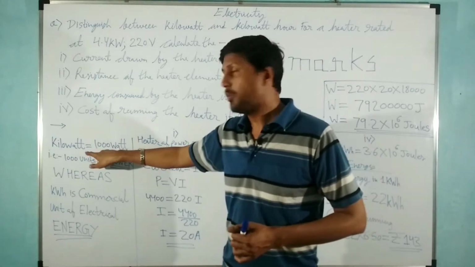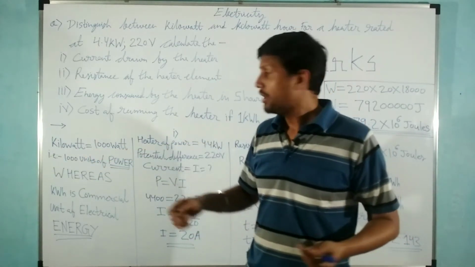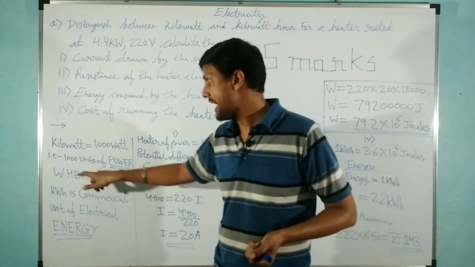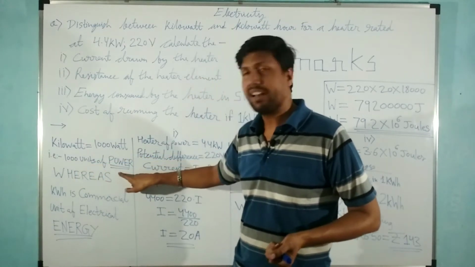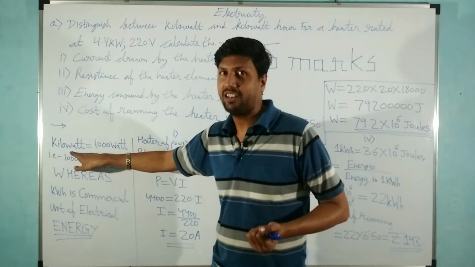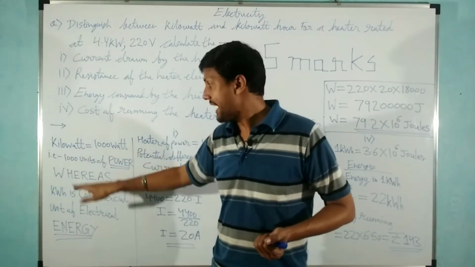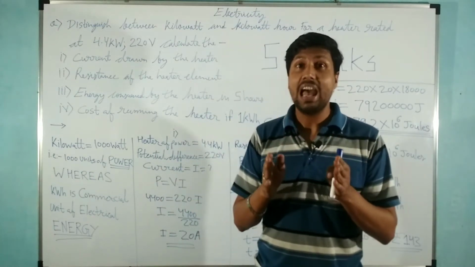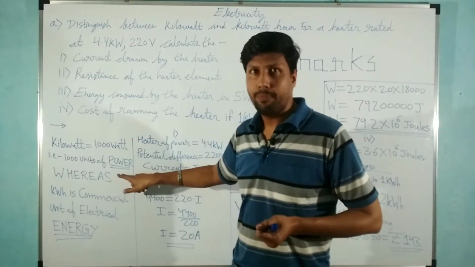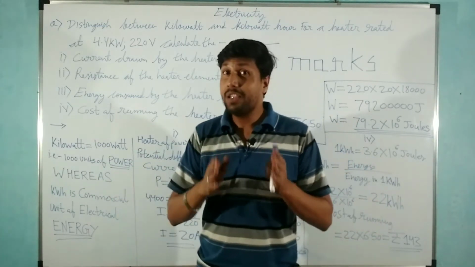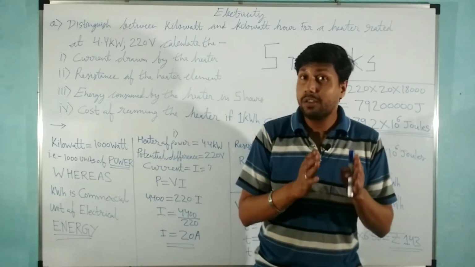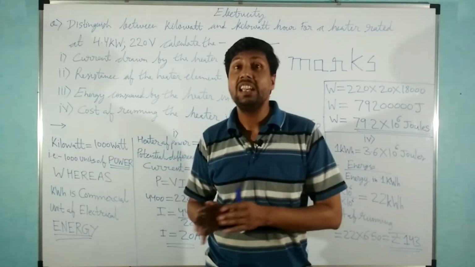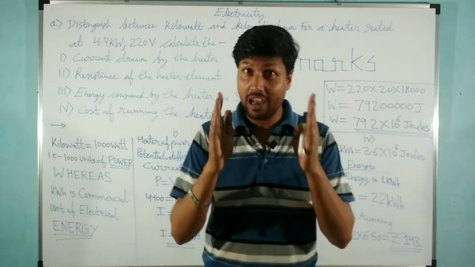So what is a kilowatt? 1000 watt. Kilo means 1000. And watt is just the SI unit of power. So 1000 units of power is 1 kilowatt. Whereas kilowatt hour is the unit of energy, and kilowatt is the unit of power. That's the basic difference. More specifically, kilowatt hour is the commercial unit of electric energy.